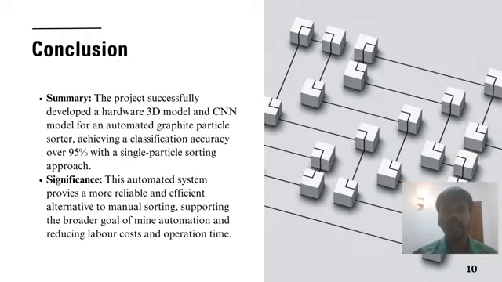The proposed hardware using Raspberry Pi, sensors and an automated sorting mechanism offers a low-cost, scalable and reliable solution suitable for local industries. Overall, this system shows how AI and image processing can modernize mineral processing, reduce manual labor, and improve product quality.